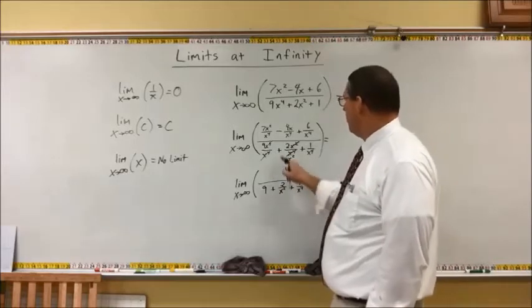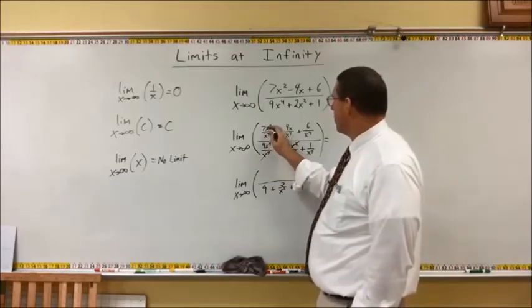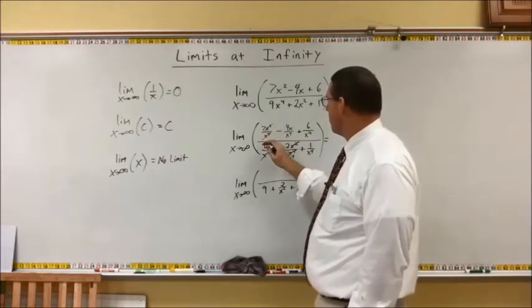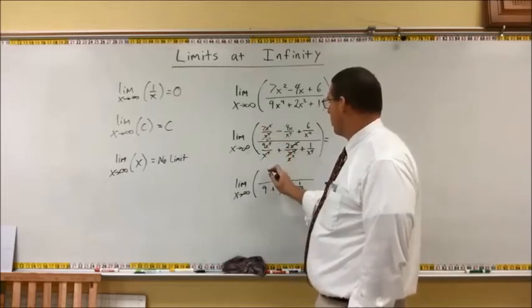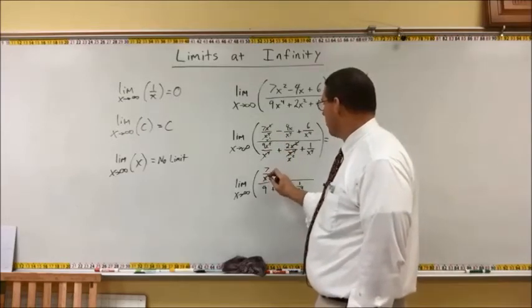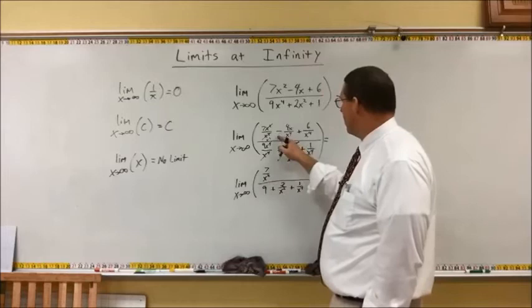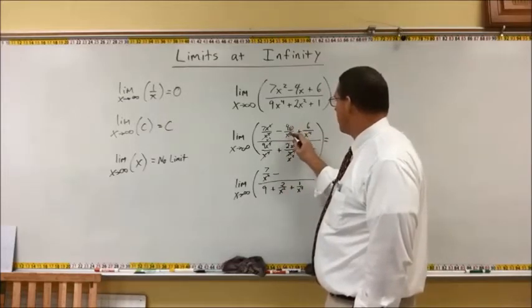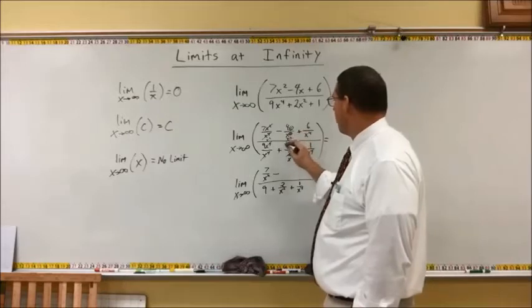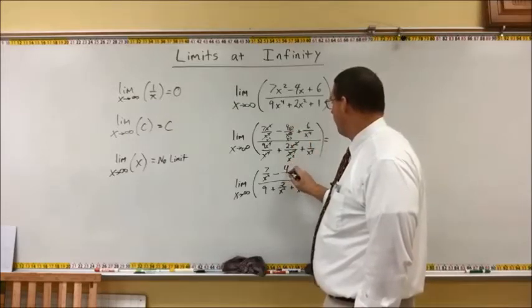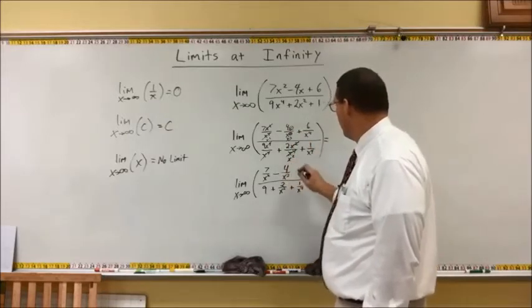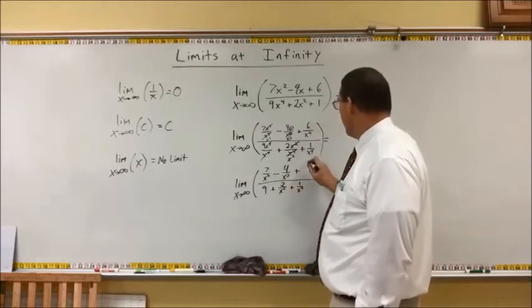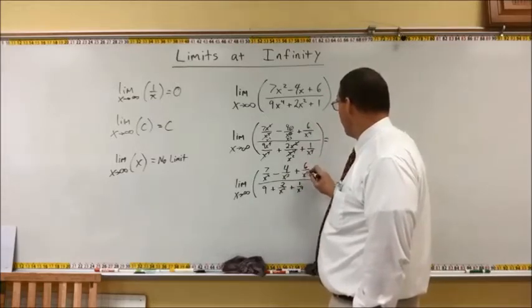Okay? Now in the numerator, here we're going to cancel the x squared, and this x to the 4th is going to turn into x squared. So we're going to have 7 over x squared minus, and then we're going to cancel one of the x's down here, so that's going to become x to the 3rd, so 4 over x to the 3rd plus 6 over x to the 4th.